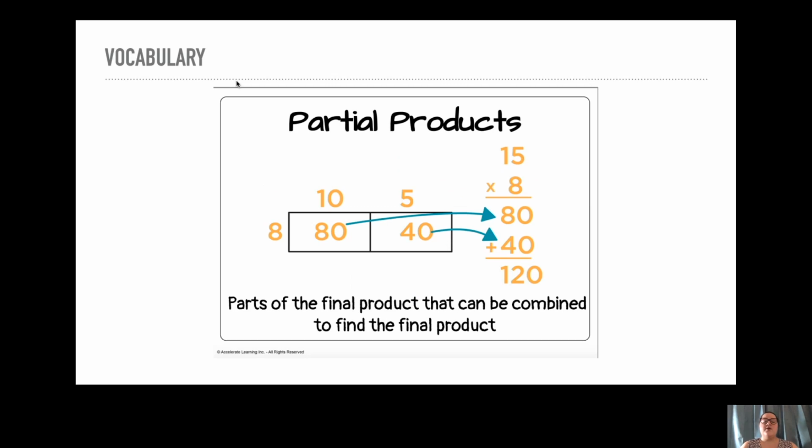Partial products. Now this is what we're going to be talking about. Partial products are the parts of the final product that can be combined to find the final product. Here's our example problem. Miss Preer throws a football 25 yards. Mario throws a football 3 times as far. How far did Mario's football go?